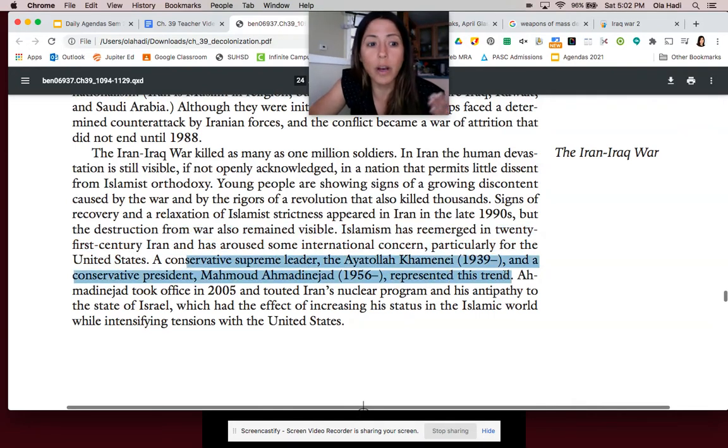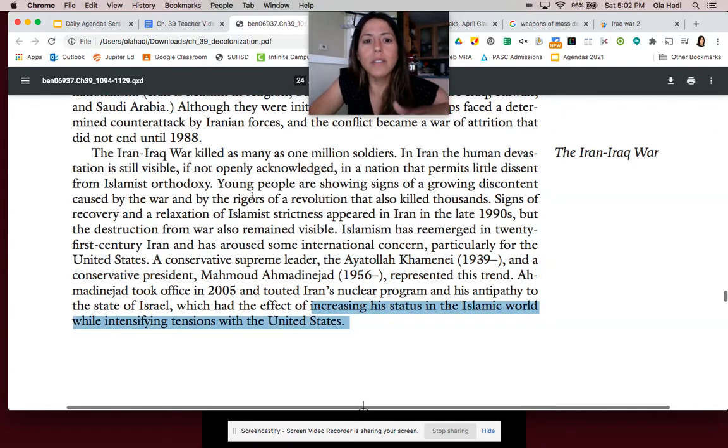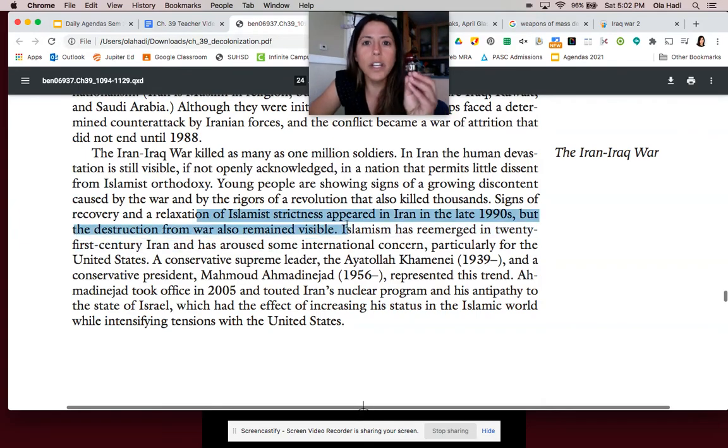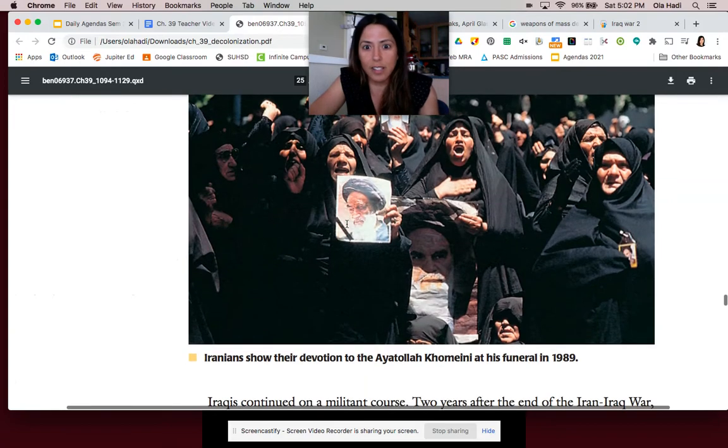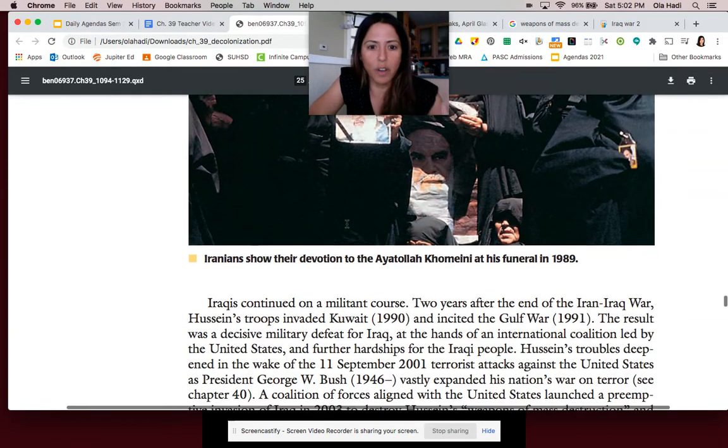And it tells you about Ahmadinejad taking power in 2005 and flouting Iran's nuclear program and his antipathy or dislike of the state of Israel. And so there's some changes in Iran, but you still see this movement that it's still an Islamist state. This is just when Khomeini dies.